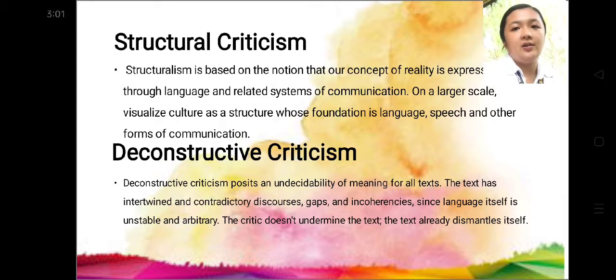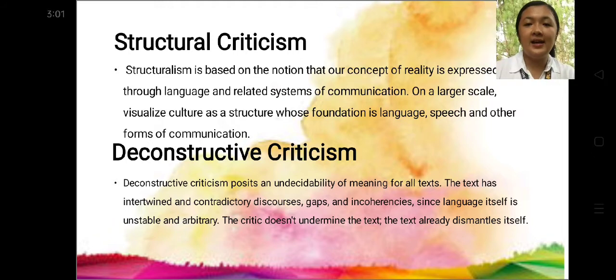The second one is deconstructive criticism, from the root word deconstruct. It is a criticism that posits an undecidability of meaning for all texts. The text has intertwined and contradictory discourses, gaps, and incoherences, since language itself is unstable and arbitrary. The critic doesn't undermine the text; it already dismantles itself.